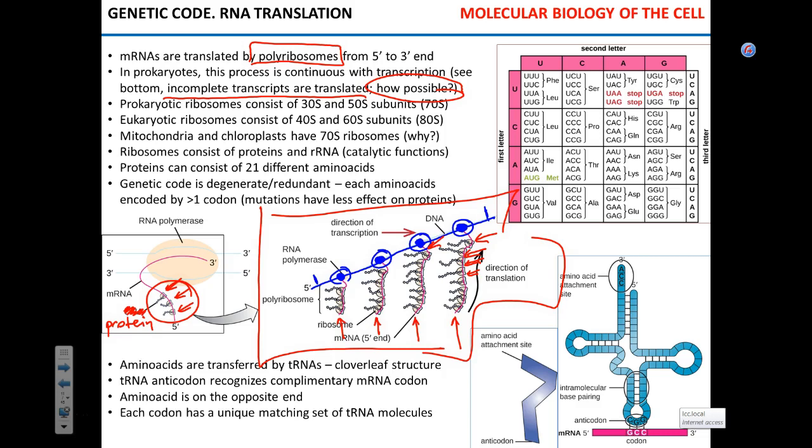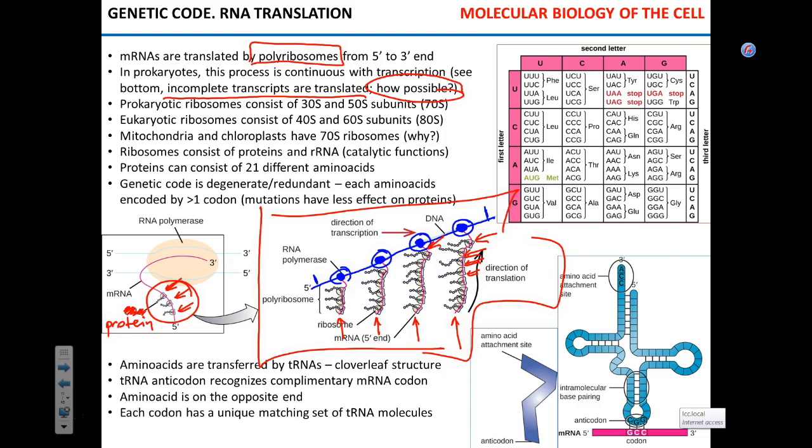So before we move on to ribosomes and the genetic code, one of the big differences between gene expression in eukaryotes and prokaryotes: in prokaryotes, transcription and translation are practically simultaneous. They happen at the same time. They're continuous. In eukaryotes, they are separated in time because of the splicing, and in space because transcription happens in the nucleus and translation in the endoplasmic reticulum.